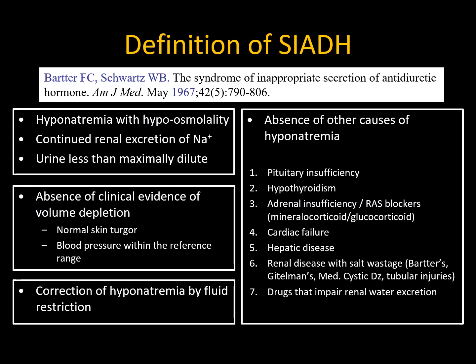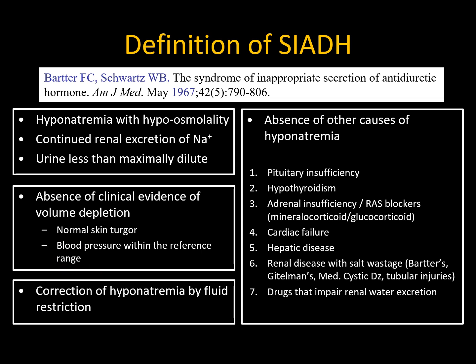What is the definition of SIADH? The definition has been set since 1967 by Barter and Schwartz. In that, the patient will have hyponatremia with hypoosmolality, with a continued renal excretion of sodium, and the urine is less than maximally dilute. This must be in the absence of clinical evidence of volume depletion, such as normal skin turgor and a normal blood pressure.